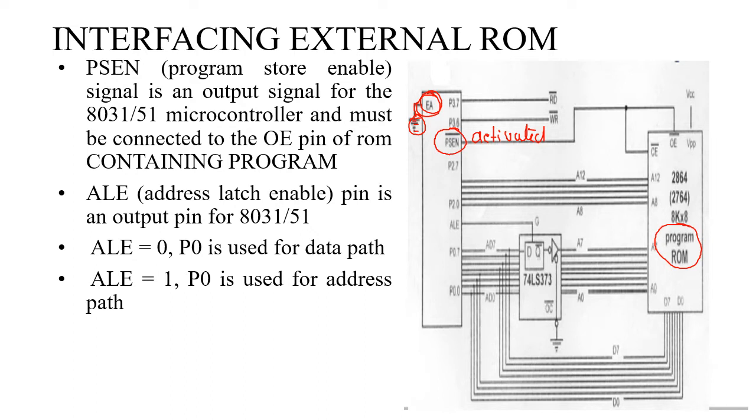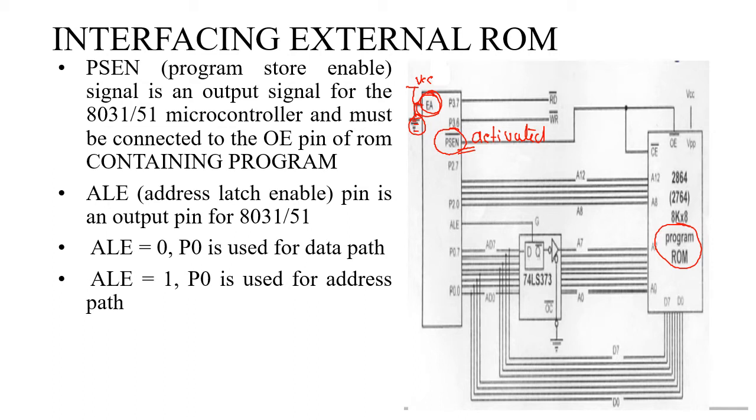Whereas if this external access pin is not grounded, if it is connected to logical high or VCC, then initially the program stored in the internal ROM, the internal program memory, will be executed, and once that is completed, it receives the program that is stored in the external ROM. Only in that case does the external access pin have to be connected to VCC.